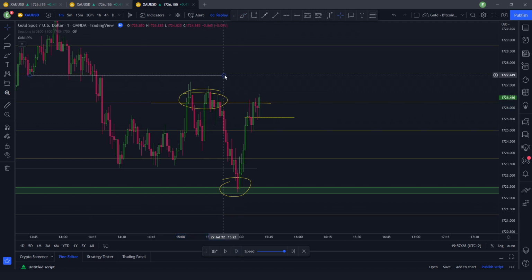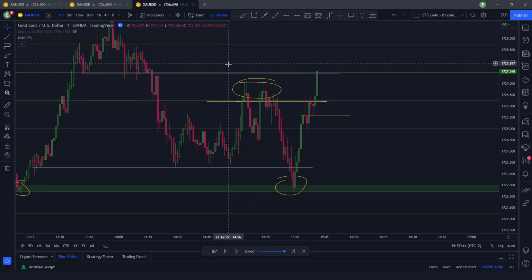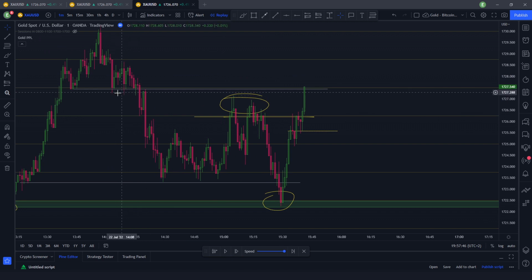Let's see now. We have to look at what will happen over here. Or of course, we have this huge weak zone, but with volume, I expect this price action to be broken very, very fast. There you go. But now, what are we going to do here? What are we going to do? We're going to sell.